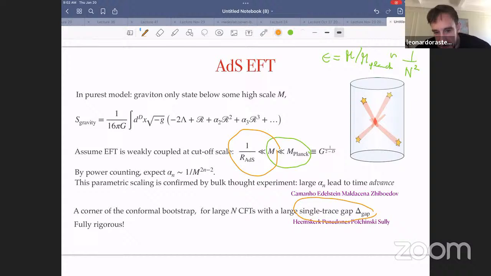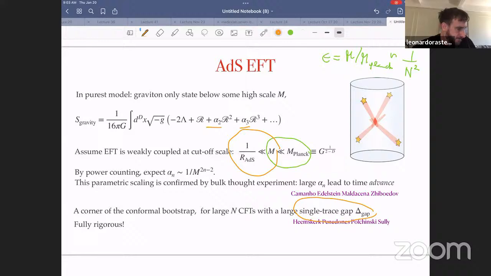These are, in fact, necessary conditions to have parametric suppression of these higher derivative couplings in terms of the cutoff. Or to say it in an even simpler slogan, these are sufficient conditions to achieve bulk locality, to achieve the fact that the theory in the bulk is essentially Einstein gravity up to corrections which are very small as the single trace gap is sent to infinity.